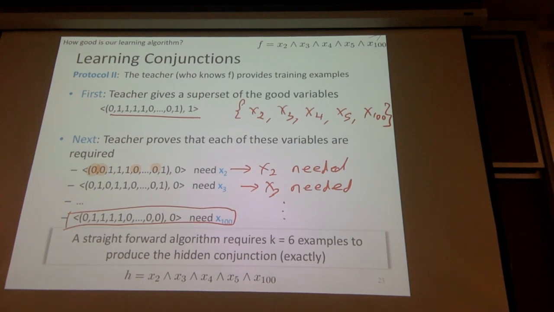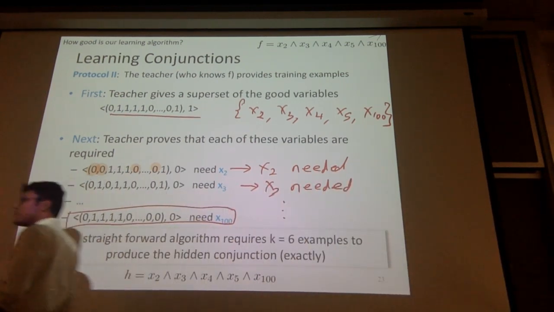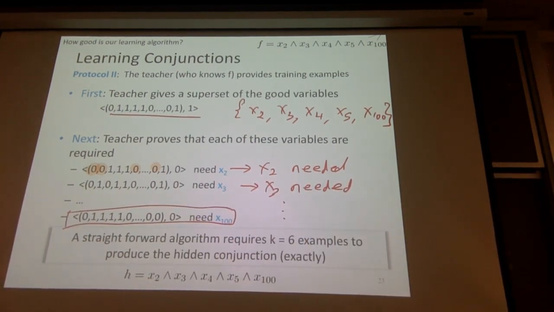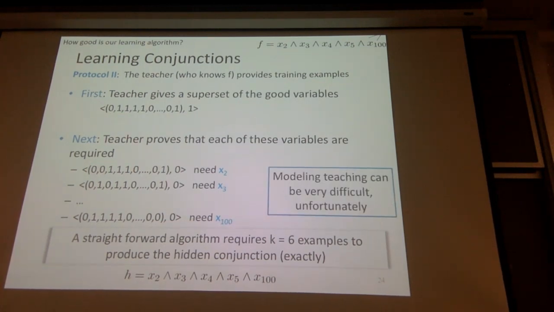Like if the teacher and the learner have extra information, that the learner is convinced that the teacher is going to try to convey the function using one example, maybe the first one is enough. But I'm assuming that there's no such contract up front. But even in the absence of such contract, you need only 6 examples. So the point here is teaching can be extremely efficient, and unfortunately, teaching is extremely hard to model, so we'll never see this again.